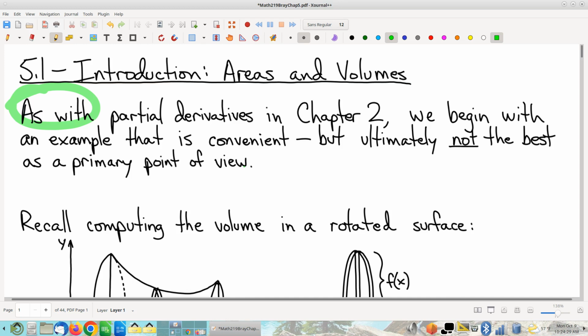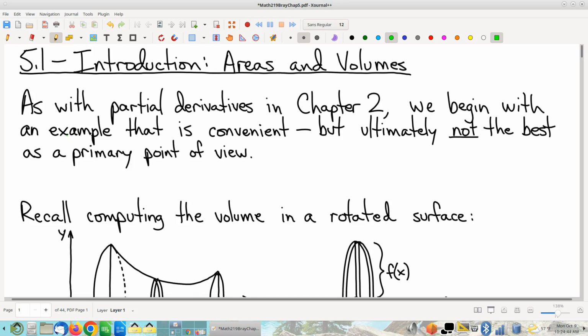Anyway, the reason I bring this up is, again, I don't want you to think that what I'm about to show you should be your cornerstone point of view on multivariable integrals. It shouldn't. This is just a first attempt. Let's think of it that way.